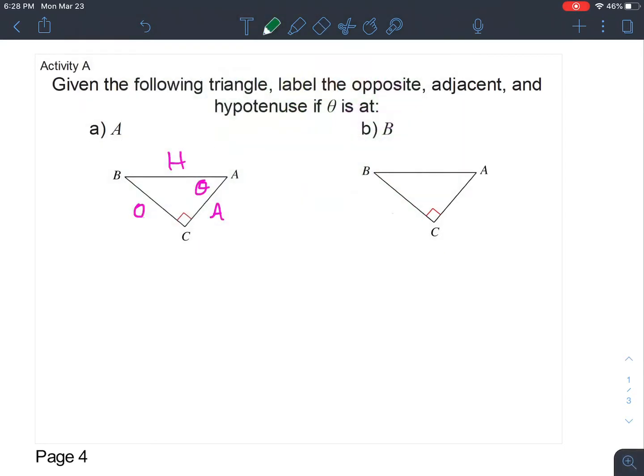For the second triangle, though, theta now is at letter B. Our hypotenuse is going to stay in the same place, but this time the opposite and adjacent can't be on the same sides that they were before, because opposite from theta is this side over here, and then the adjacent side is supposed to be between or next to the two angles that we have, so that is the adjacent side.